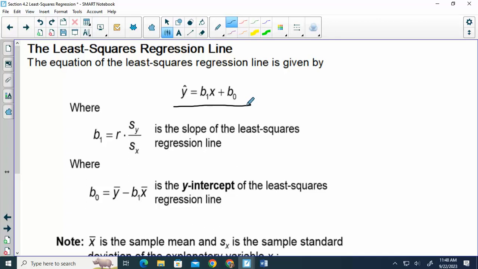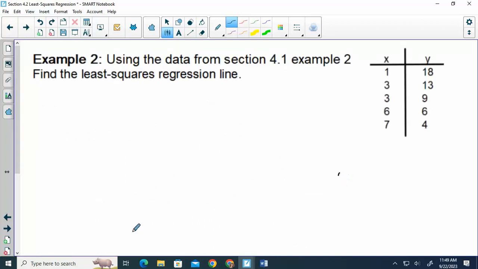Does everybody see it on there? B sub 1 is just representing our slope, and that's found by doing r, which we saw yesterday. What is that? Correlation coefficient, times standard deviation in y divided by standard deviation in x. The y-intercept is found by doing y bar minus b sub 1 times x bar. So this requires a lot of different information. We're not going to have to do all the calculations by hand at once on this, but let's take a look at an example and walk through this.